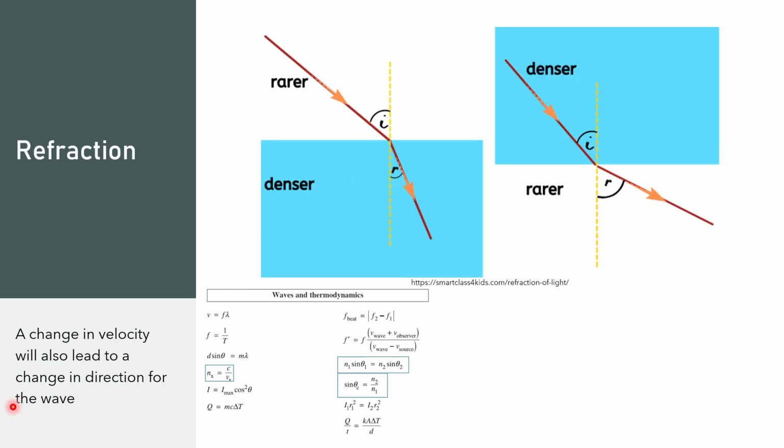So something to note is that when we move from less dense to denser, we should see a refraction that pulls the wave energy in towards the normal, closer to the normal, therefore decreasing the angle. If we're moving from denser to less dense, we should see that our wave moves away from our normal and thus increases the angle of refraction.